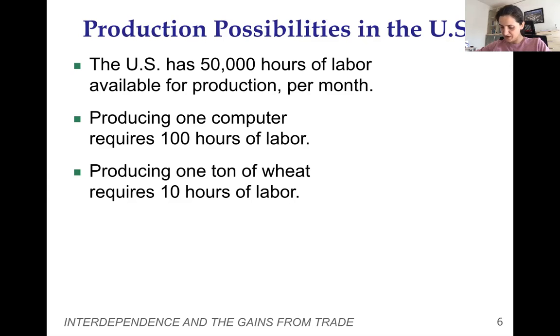Okay, so you are gonna have two names on your axes. One is computer, one is wheat. Okay, so this is how it is. And then by dividing 50,000 by 100, you're going to have 500 computers in one corner. And by dividing 50,000 by 10, you're going to have 5,000 tons of wheat in another corner. Okay, so you're gonna have something like this. So this is the production possibility frontier for US.